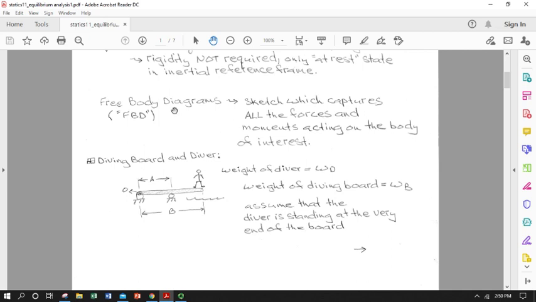Okay, our most valuable weapon for determining equilibrium states and what is necessary to keep something in static equilibrium is called a free body diagram.